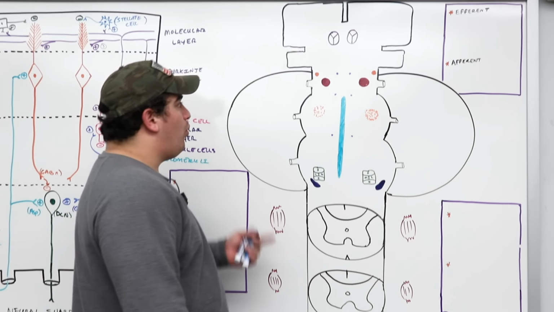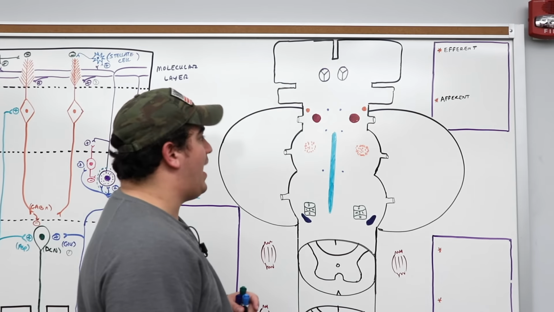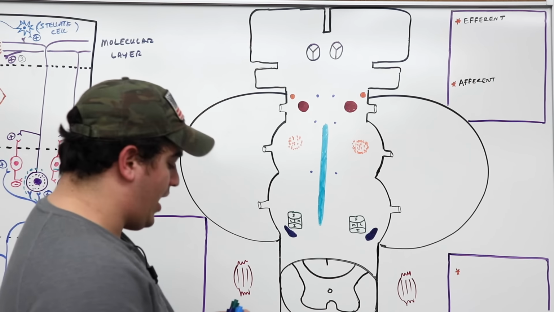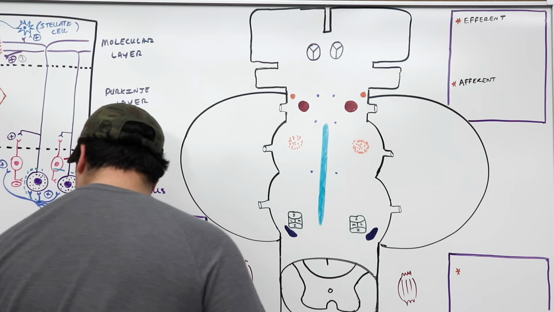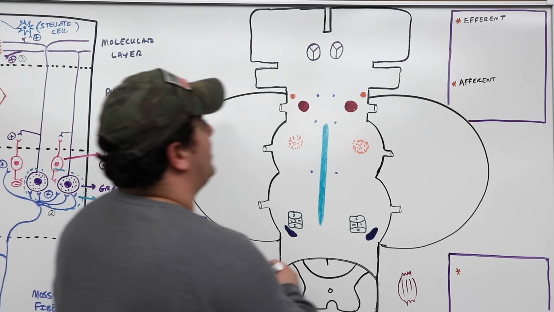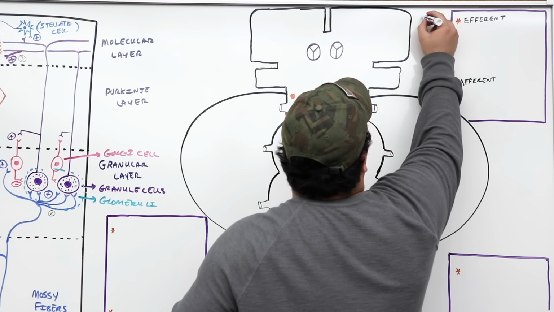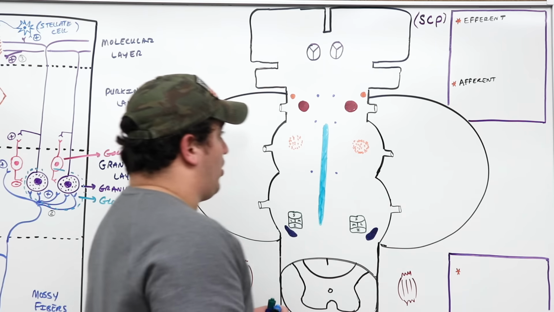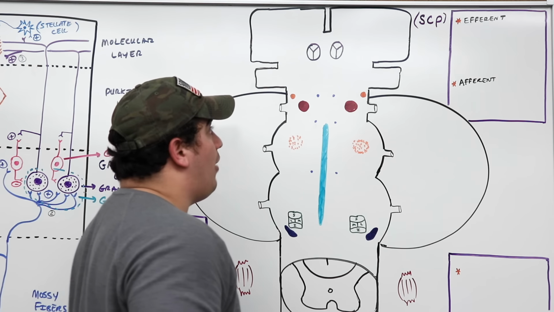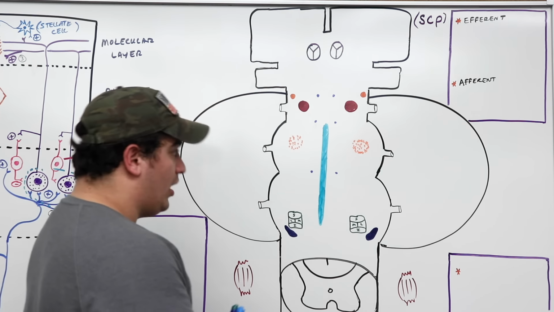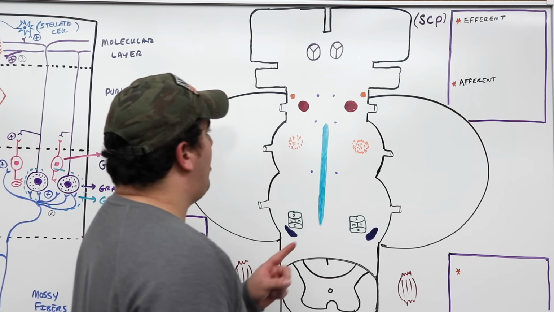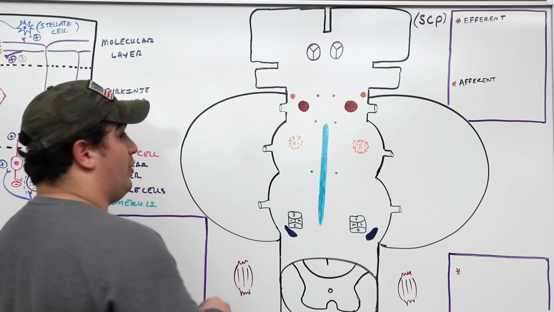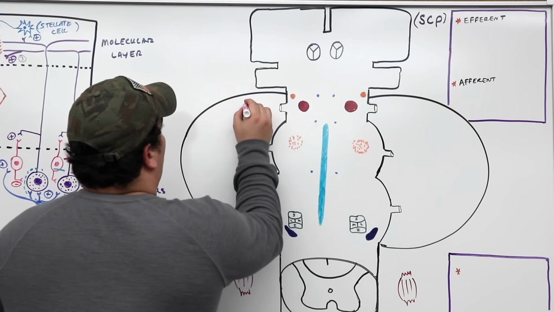Efferent, what are the important processes here with respect to the efferent pathways in the superior cerebellar peduncles? Let me put this up here really quick. Let's write over here that this is specifically SCP, superior cerebellar peduncles. Now, efferent, what's coming out? The first one that I want you to remember is the dentate nucleus. If you remember, we had the dentate nucleus. I'm just going to do it here in pink.